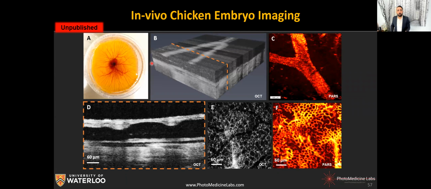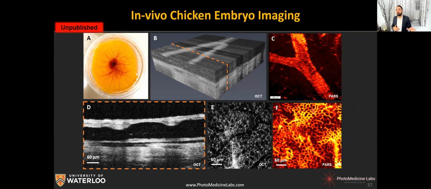Another thing I want to quickly cover, since we are almost at 1 hour here: we want to make sure we can combine PARS, as I mentioned, with OCT. Here in B, we're looking at OCT images of a chicken embryo. We can look at different blood vessels, and when you cut through, you can actually see the cross section. E is also an OCT image, but C and F are PARS images from this chicken embryo.